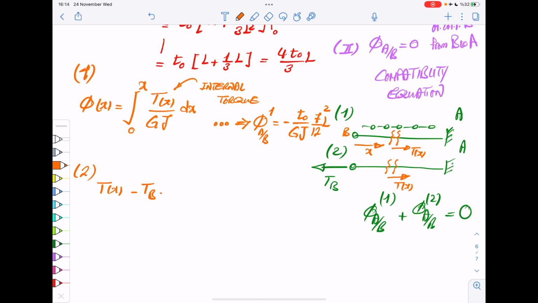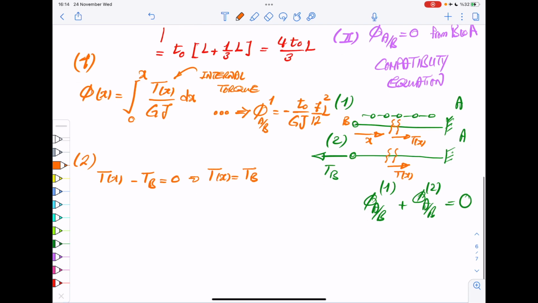Tx minus Tb would be 0, right? It's just a simple equilibrium. So basically, Tx would be Tb. It's a constant. So if you think of that integral, it basically becomes a constant. So you can use our relationship that we always like to use. You would say phi of x is simply T x over GJ.